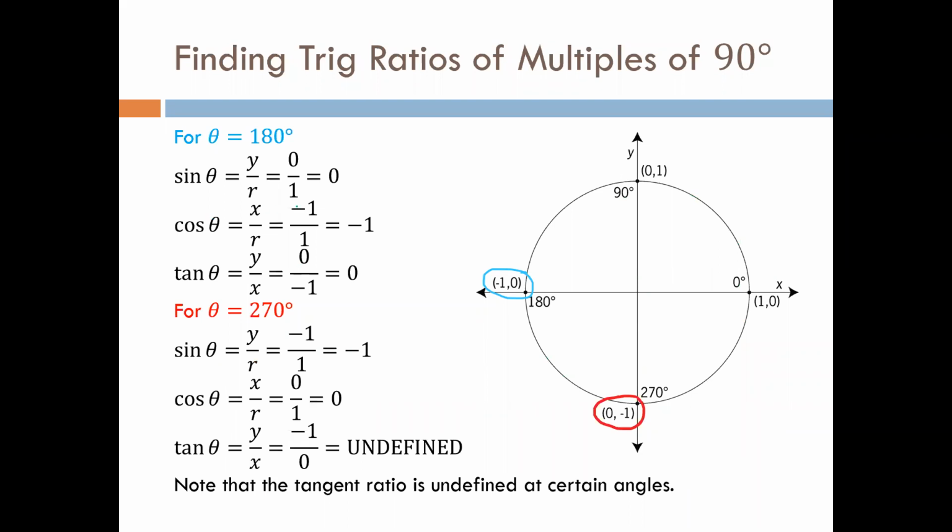For 180 degrees, we realize that the sine ratio is going to be y over r, which is going to be 0 divided by 1, and 0 divided by 1 is 0.